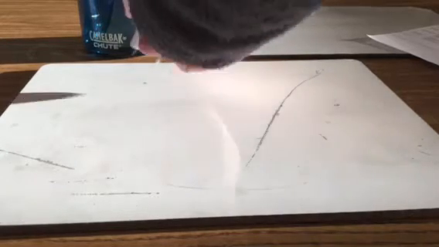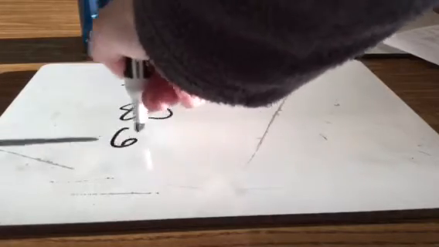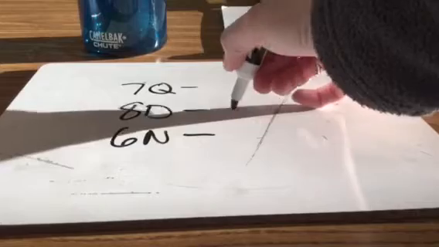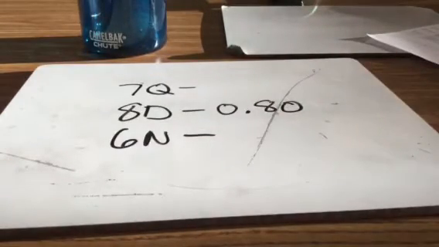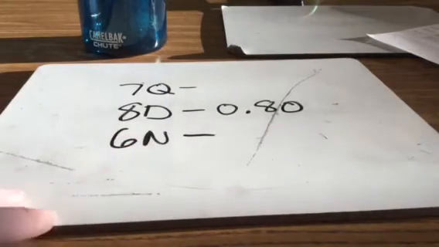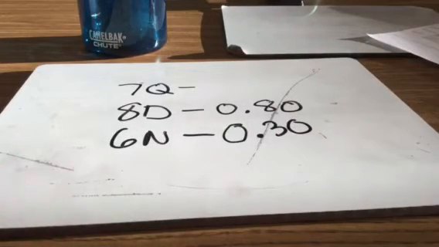Okay. Number 1, how much is 7 quarters, 8 dimes, and 6 nickels all together? Okay, so let's start with the easier ones. 8 dimes. 1 dime is 10 cents. So 8 dimes is 80 cents. 6 nickels. Well, I know 1 nickel is 5 cents. So 6 times 5 is 30 cents. Now, 7 quarters.